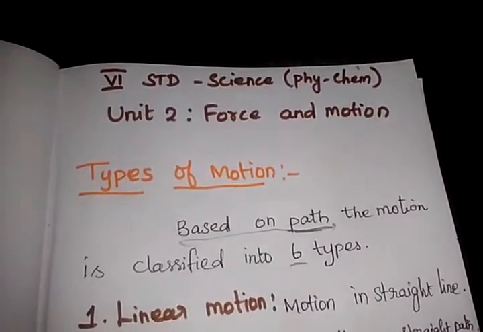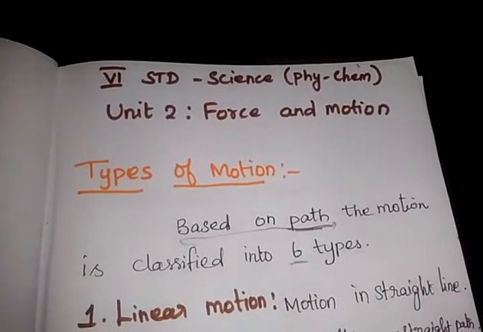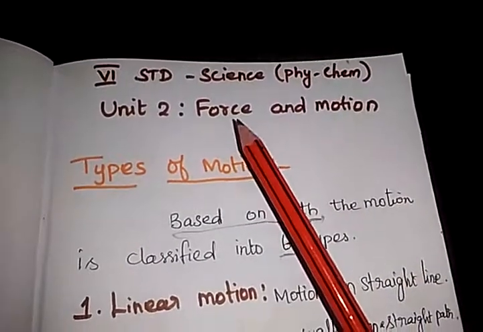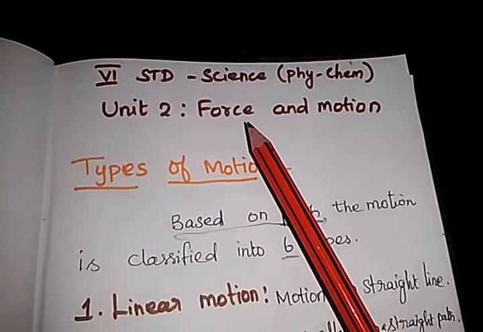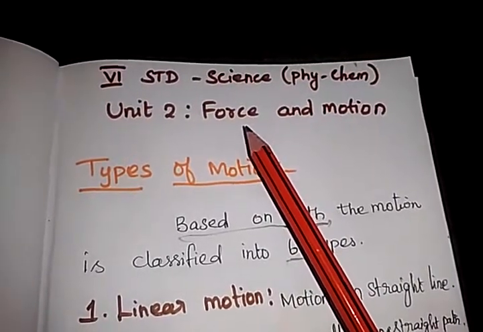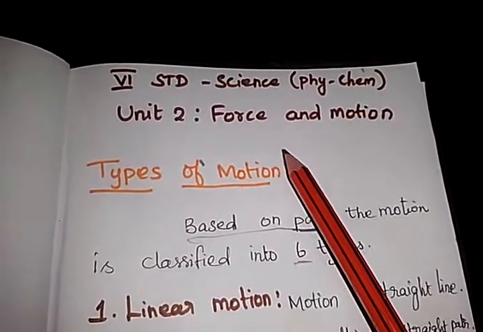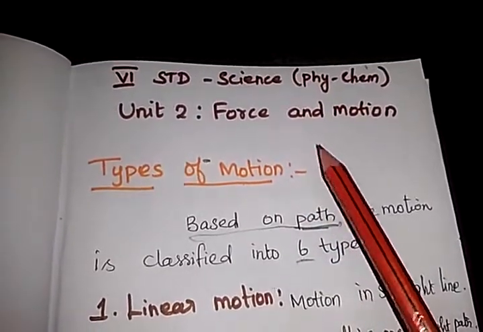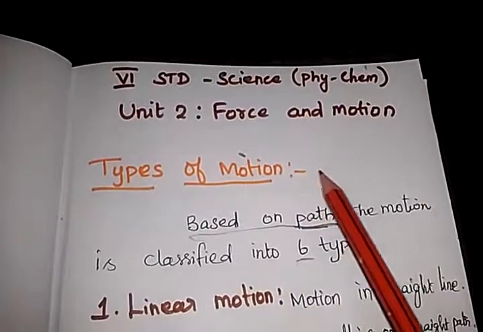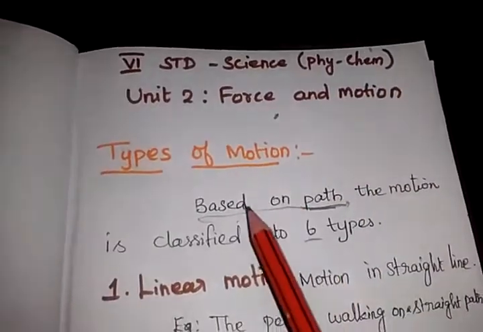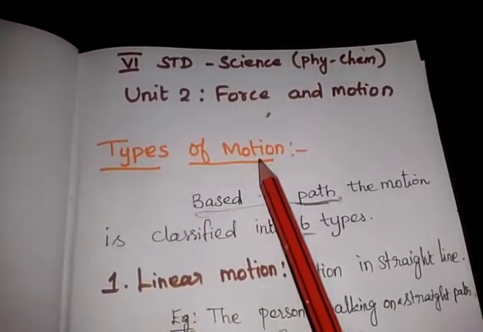Unit 2: Force and motion. What is force? The external agency, push or pull, is called force. That push or pull are both involved when there is a motion. Okay, students, today we see the topic types of motion.